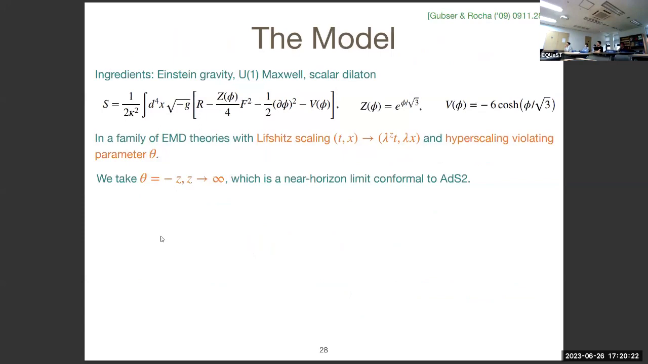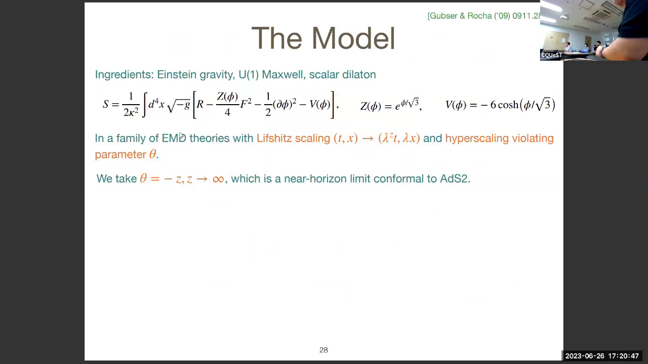Okay, so let's talk about the model. The model is this. It's a type of Einstein-Maxwell-dilaton theory. Like I said, usually you will have all of these things. Indeed, we have all of these things. We have a scalar, the dilaton, we have a Maxwell field, and we have the graviton. And the action is this specific thing. So this is a specific type of EMD theory.